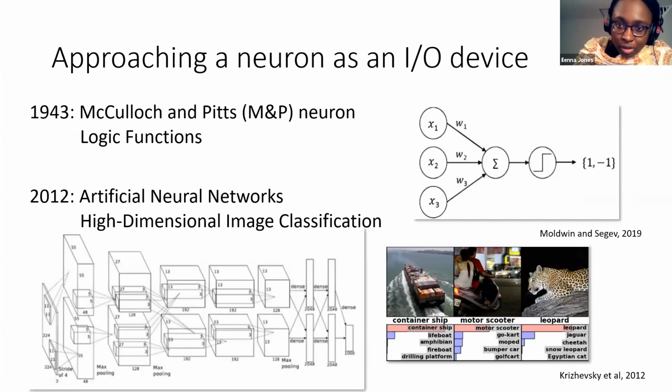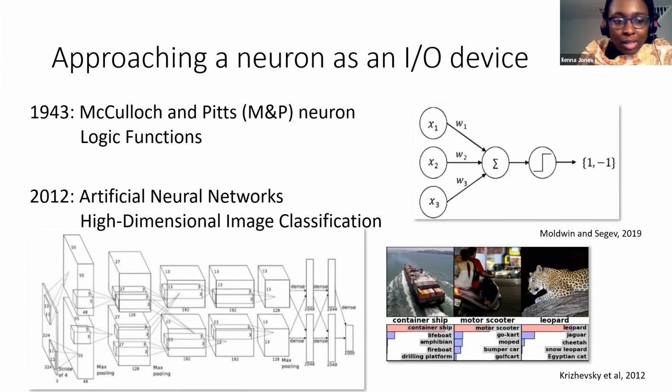I'm not the first to approach a neuron as an input-output device. In 1943, McCulloch and Pitts made the McCulloch and Pitts neuron, which was a linear weighted sum of the neuron's inputs put through a thresholding nonlinearity, producing a binary output. And if you hooked a bunch of those together, you could do logic functions.